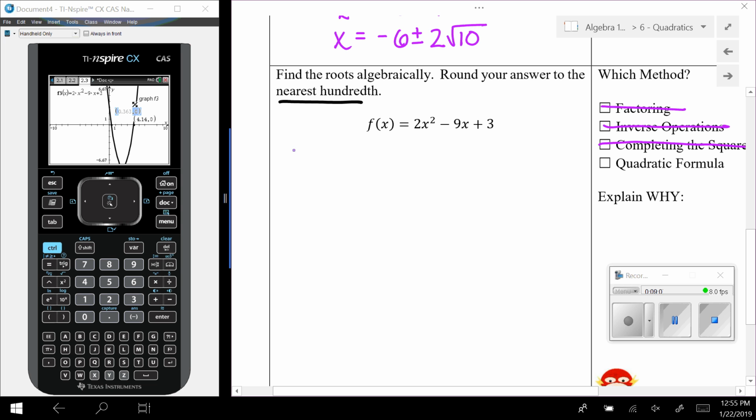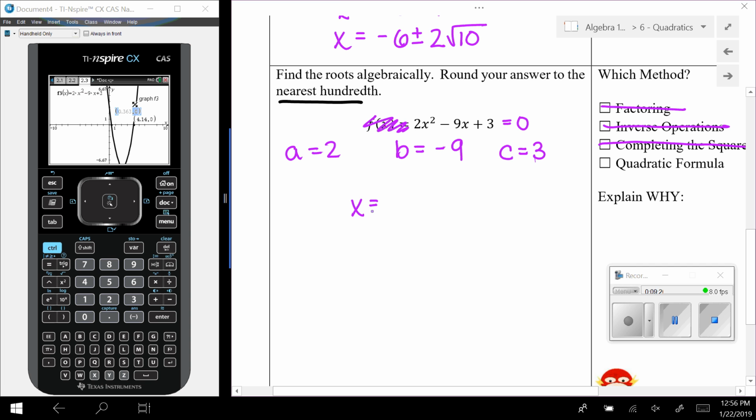formula. So I will list my a, which is 2. Oh, I didn't show that I have to set this guy equal to 0 when I'm finding the roots. Sorry. My b is negative 9, and my c is 3. So why don't you, actually, before I tell you what to do, I'm going to sing you the song.